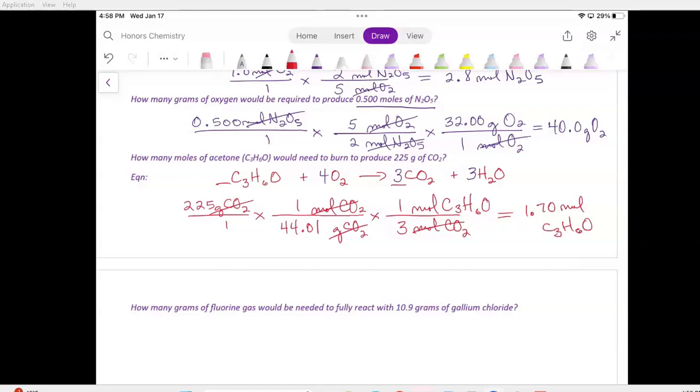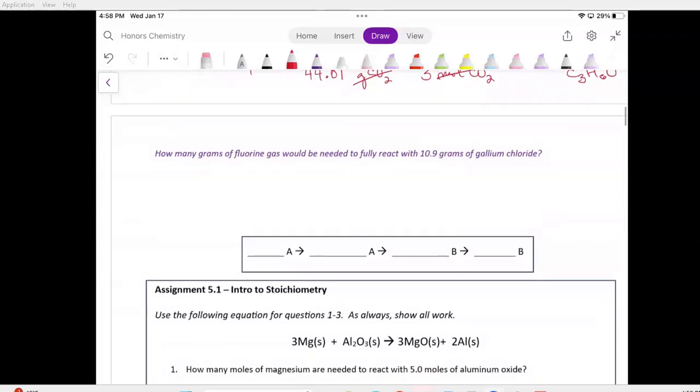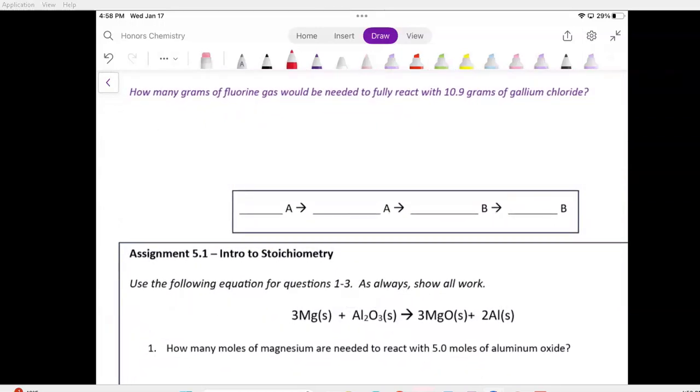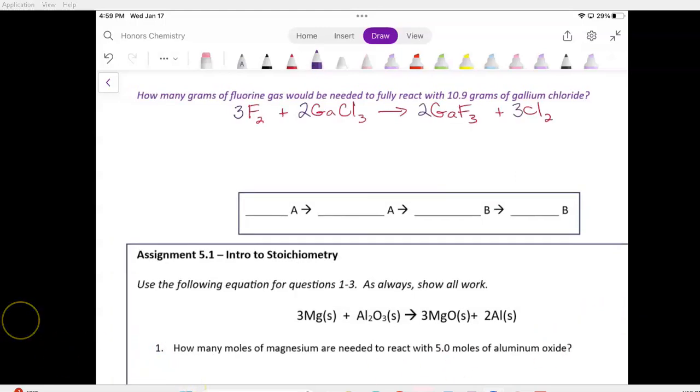Okay. All right. One more problem here. How many grams of fluorine gas would be needed to fully react with 10.9 grams of gallium chloride? So once again, see if you can predict products and balance for this reaction. Okay, so hopefully you came up with something like this, a single replacement reaction. All right, and our starting point, of course, is going to be our 10.9 grams of gallium chloride.